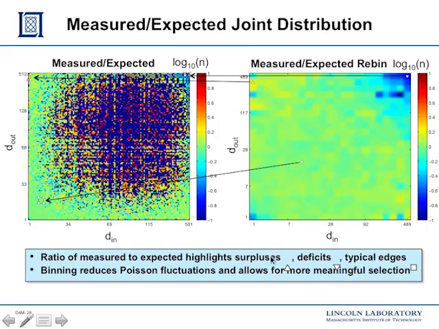But this shows us the surpluses, the deficits, and the most typical. So here's the most extreme bin, the most underrepresented bin, and the most average bin. And these are the areas that they correspond to in the real data set. So you can use this to find extremes based on a statistical test.